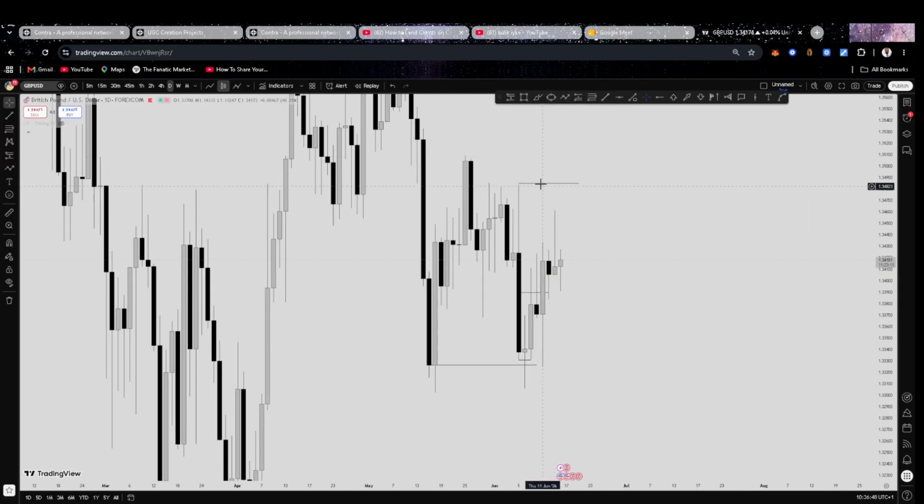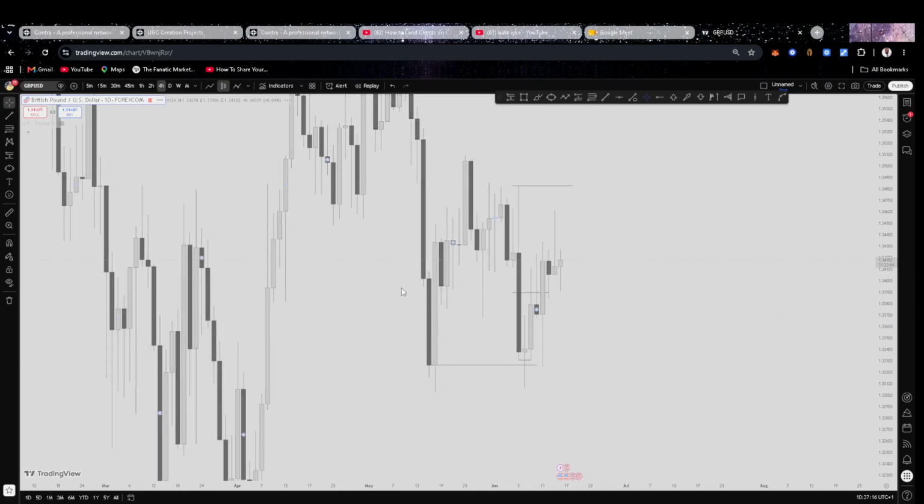This is our overall target, and the 50% should be your first target. So after you have this rejection, step 2 is to move to the 4 hours time frame or the 1 hour time frame to confirm a break of structure to the upside.